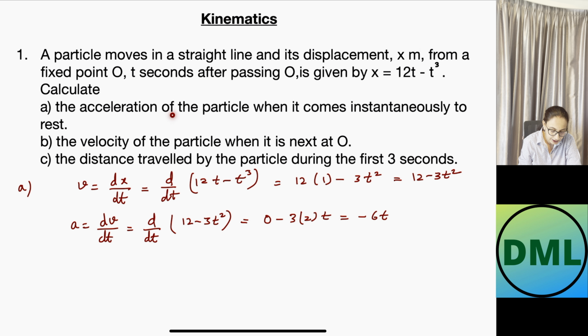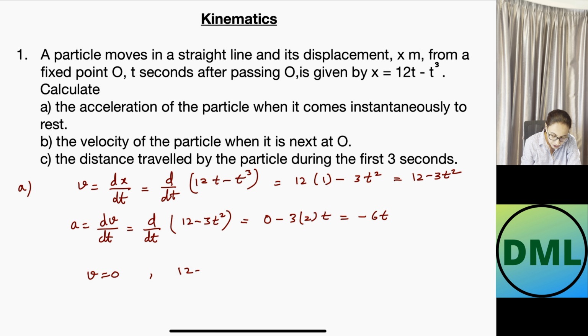He is asking for the acceleration when it comes instantaneously to rest. Instantaneously to rest means your velocity is 0. When velocity is 0, we have to calculate the time. At that time, I need to calculate the acceleration. Let's find out the answer here. The velocity is equal to 0.